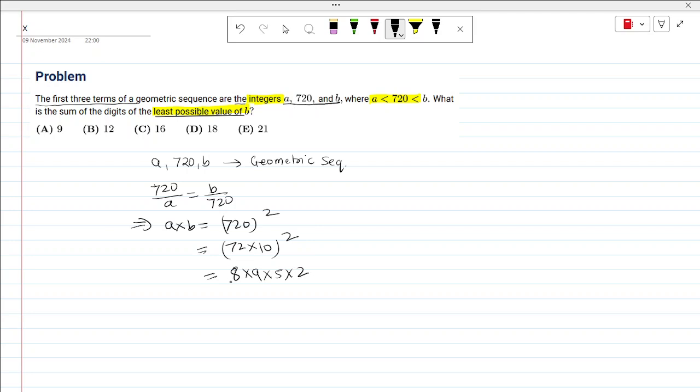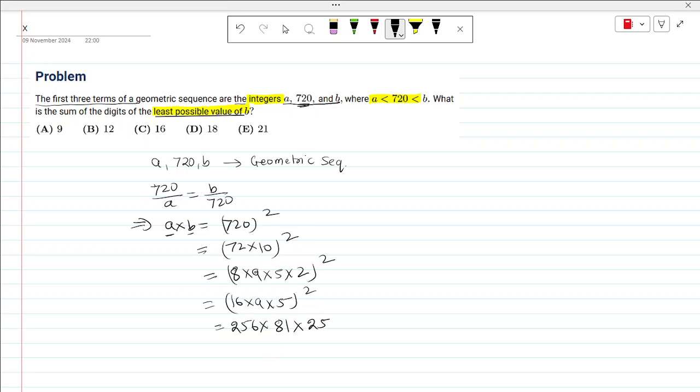Now you have to make the square of that also. So now you have to make a number which is very close to 720. You have to select A and B in such a way that they are near 720. So if you multiply it, it becomes 8 multiply 2 is 16, multiply 9 multiply 5. So the square of that will become 256 multiply 9 square, 81, and 5 square, 25.